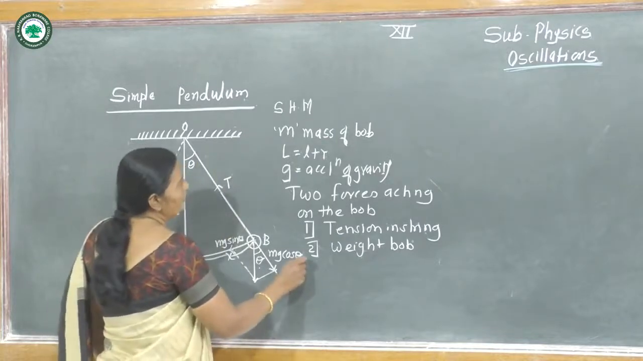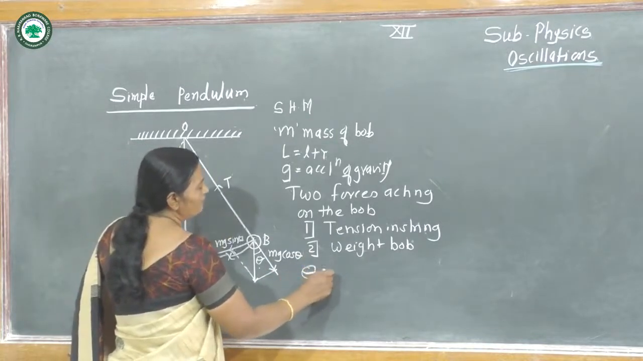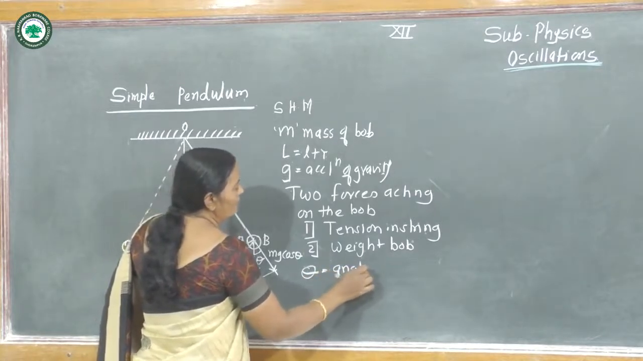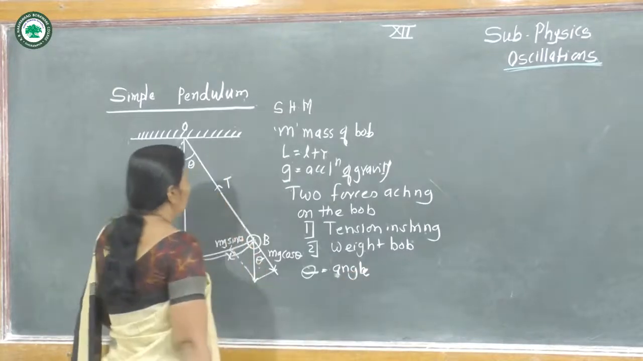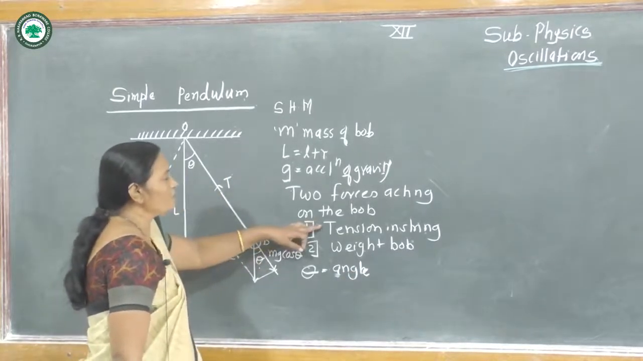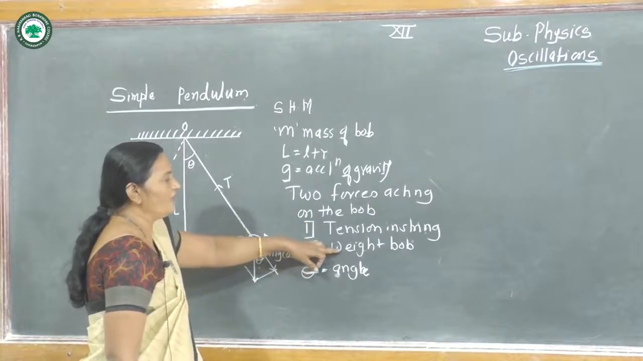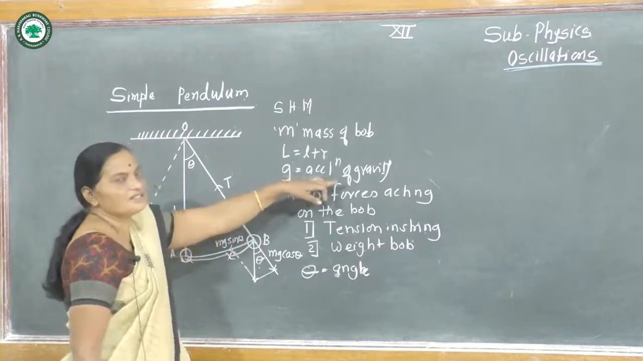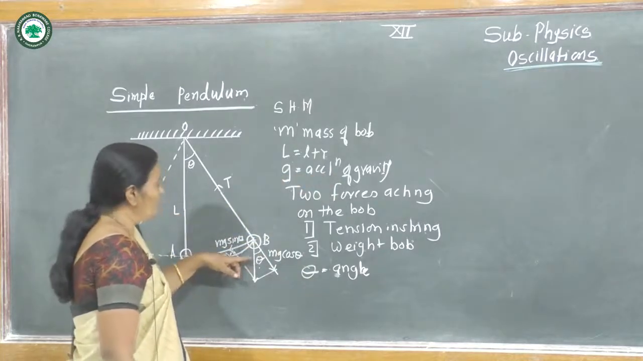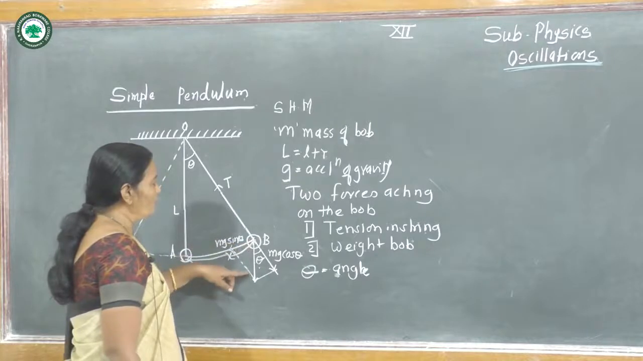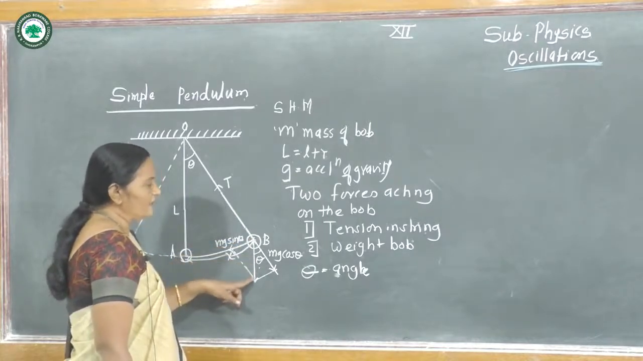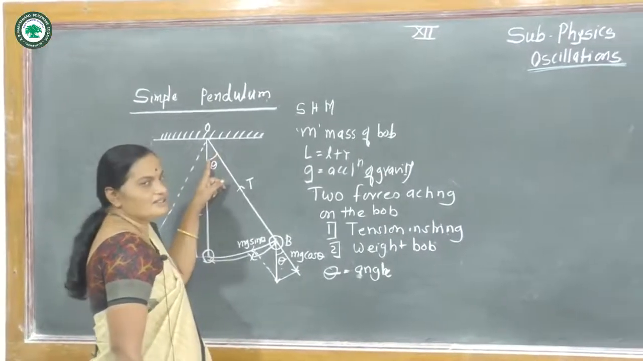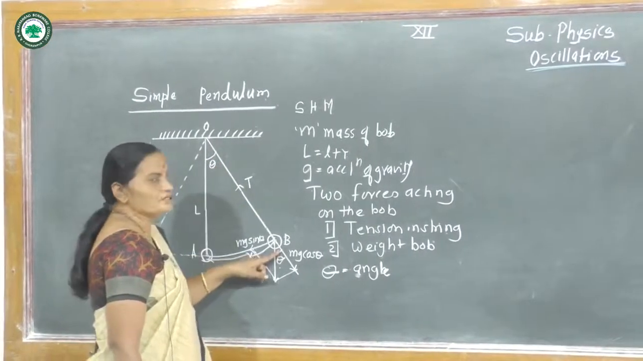Theta is called the angle or angular displacement. Now see these two forces, the tension in the string and the weight of the bob; the weight is due to acceleration due to gravity. Now see at point A, the weight of the bob is vertically downward. By geometry, this angle is theta. Again this angle is also theta.